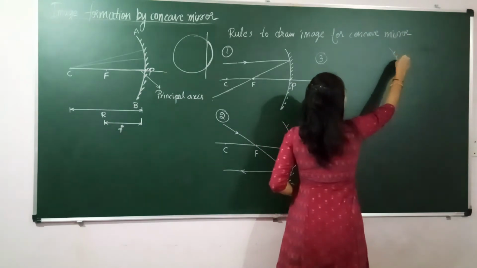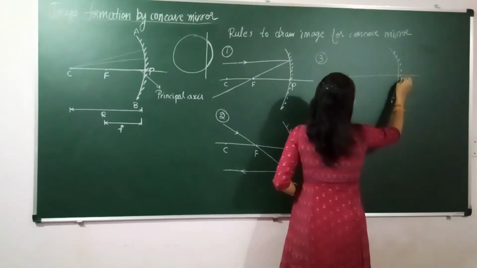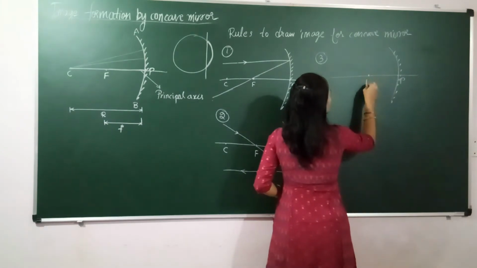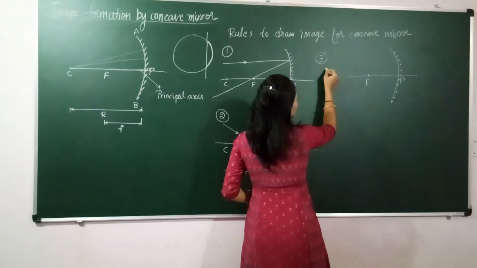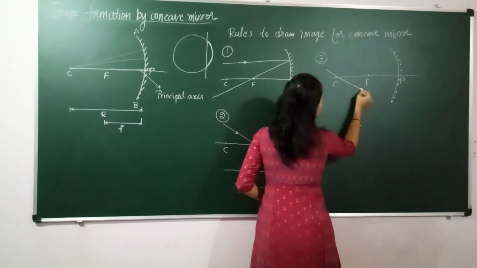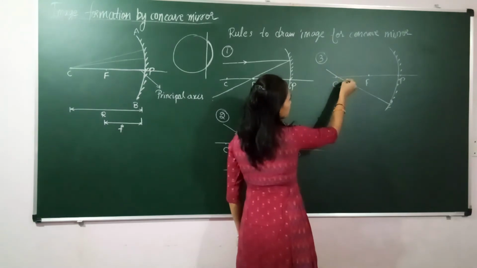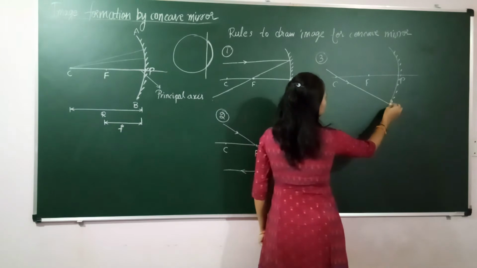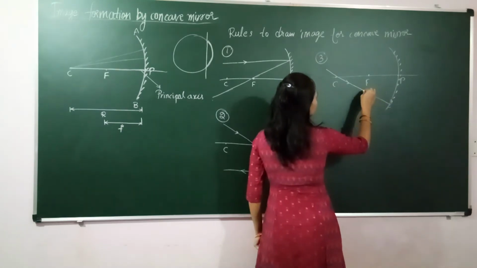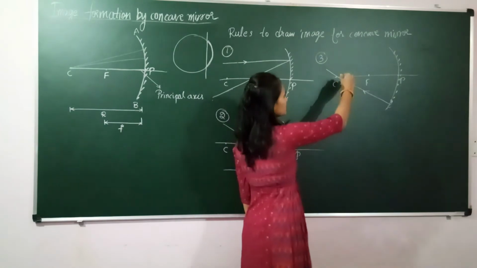So this is our concave mirror. Again here we will draw the principal axis, pole. This is our focus. This is our center of curvature. So in this, if the ray of light is passing through the center of curvature, means if the incident ray is passing through the center of curvature, after reflection the ray will go in the same path, means the reflected ray is also traveling in the same path.